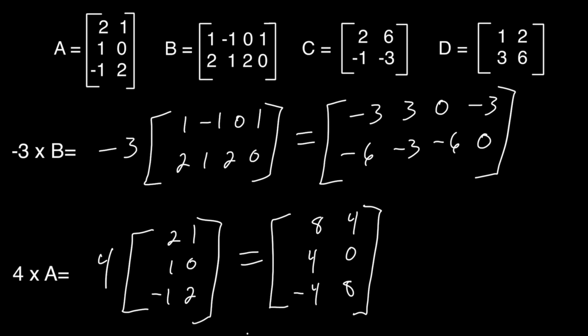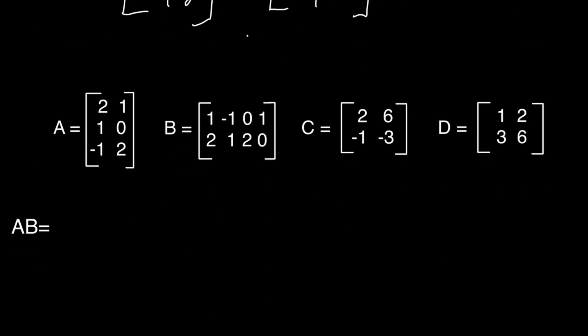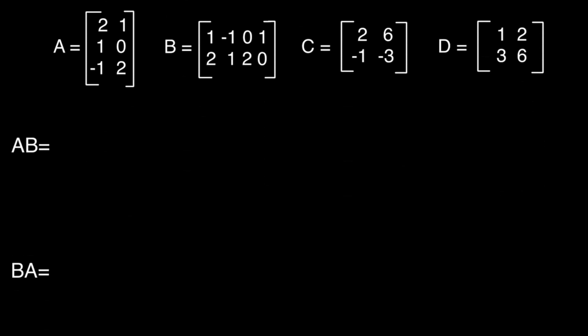All right, so that's scalar multiplication, but now what about multiplying two matrices by each other? Well, that's precisely what we're going to do right over here. A, B, and B, A. So remember when we did addition and we did subtraction, you can only add two matrices of the same dimensions. Multiplication is a little bit different.